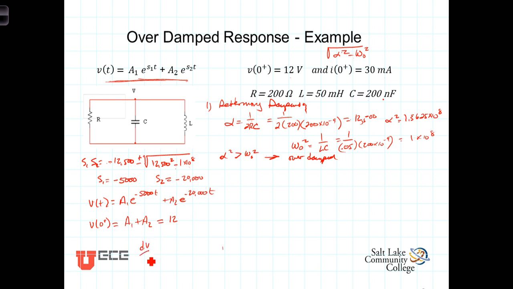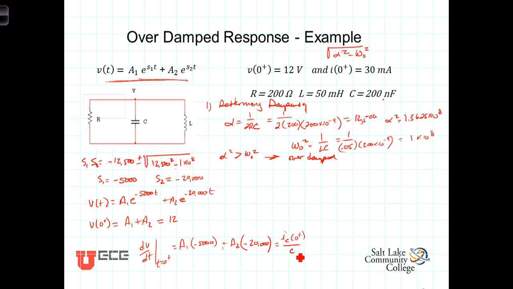So, dV/dt evaluated at t equals 0 plus is equal to A1 S1. S1 we found to be a minus 5,000, plus A2 S2. S2 was found to be a negative 20,000. And we know then that those two terms must equal I sub c at 0 plus divided by the capacitance.